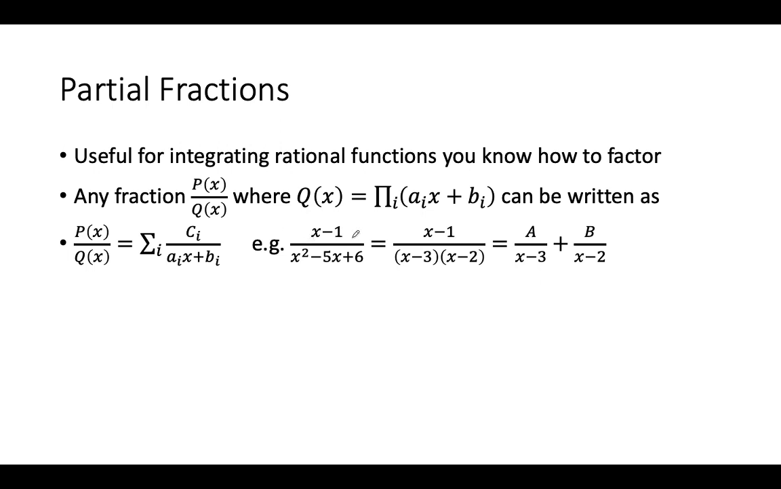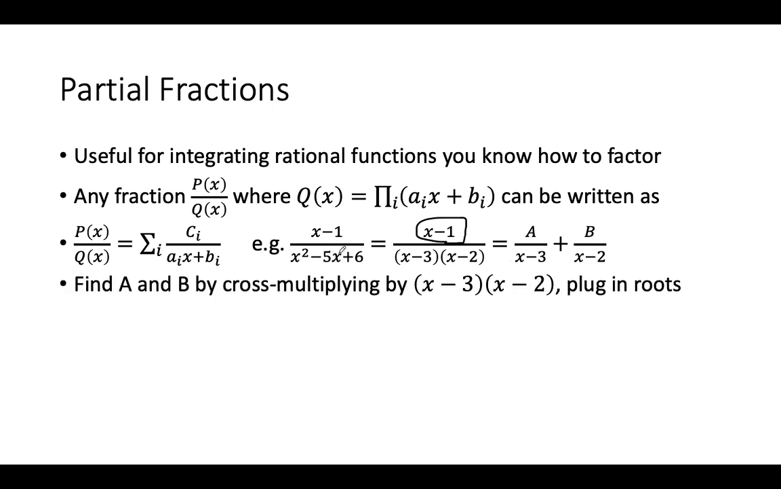P of x is x minus 1. Q of x is x squared minus 5x plus 6. So we factor this. This is x minus 3, x minus 2, right? Just by inspection. And what the partial fractions theorem, if you want to call it that, says is that you can always write this as a over one factor plus b over another factor, where these two factors are constants regardless of anything else. As long as this numerator, I believe, has to be of a degree less than or equal to the degree of the denominator. So the question is, how do you find a and b?